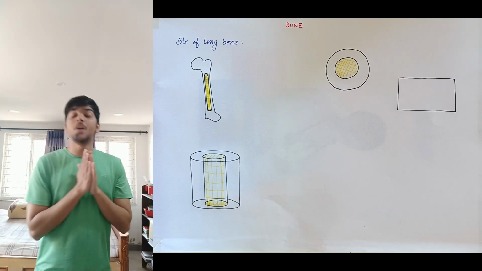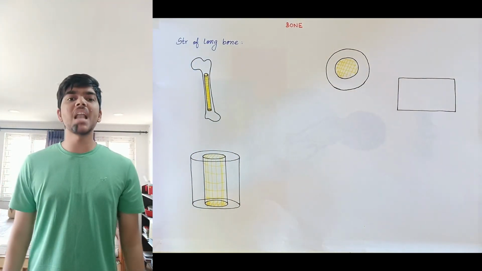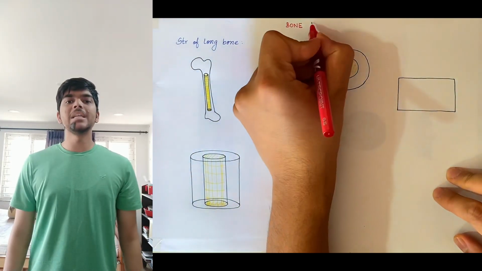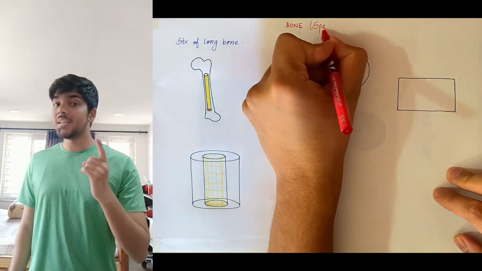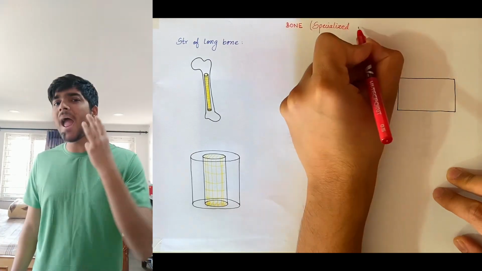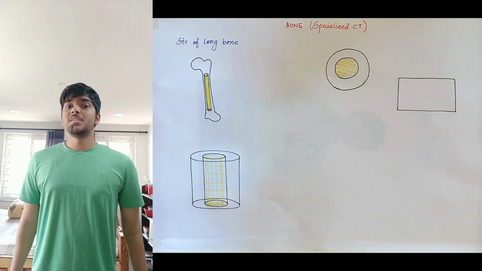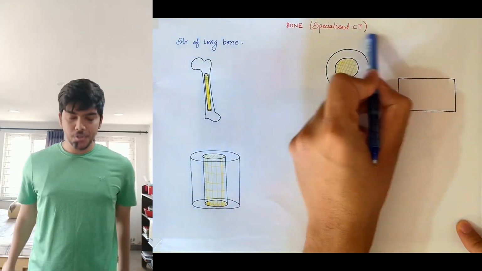Alright, so we are done with connective tissue proper. Now it's time for specialized connective tissue. Under connective tissue proper, we saw areolar connective tissue, adipose connective tissue, white fibrous connective tissue, and finally yellow fibrous connective tissue. So now it's the turn for specialized connective tissue.